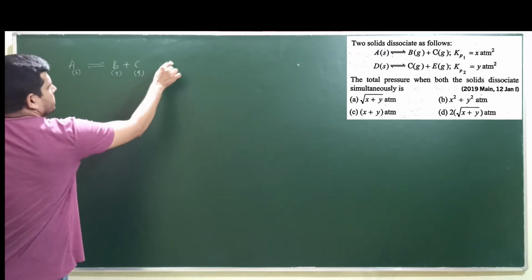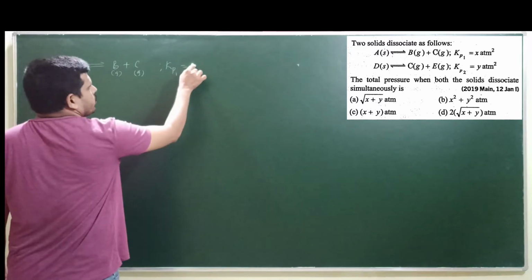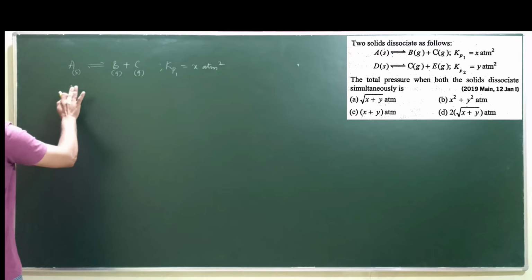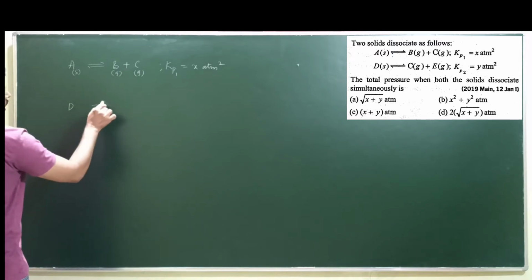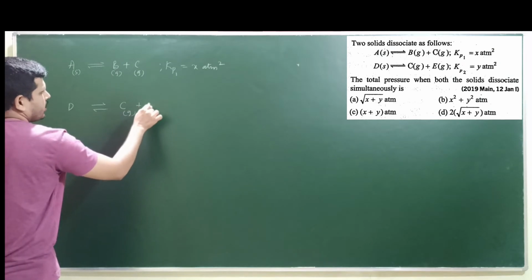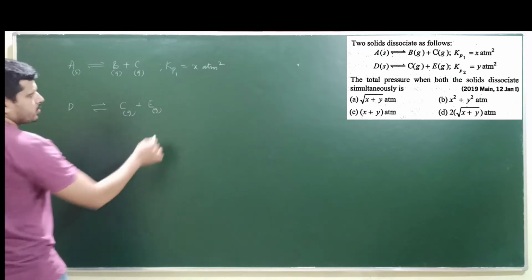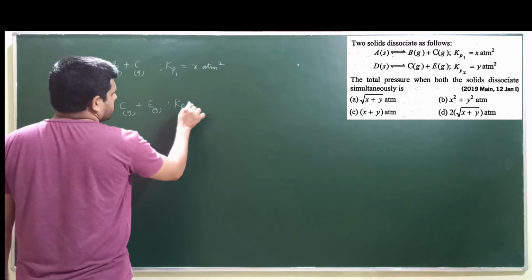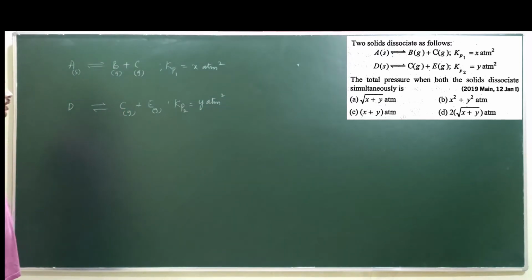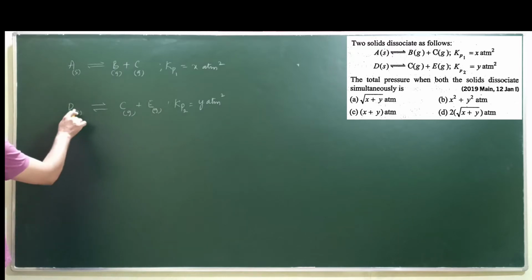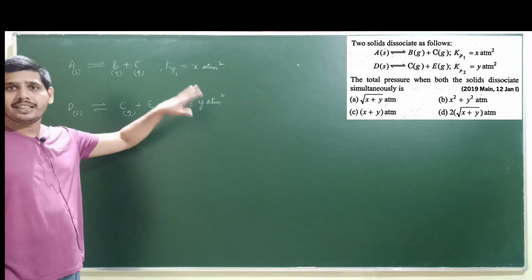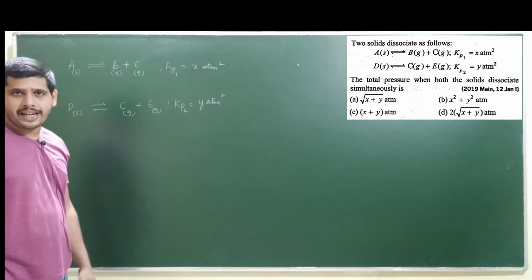The equilibrium constant, which is given as Kp1, is equal to X atmosphere square. Similarly, solid D dissociates to give again C gas plus E. For this reaction, Kp2 is equal to Y atmosphere square. Now what is asked? How the total pressure is related to X and Y, that is, the equilibrium constants of the two different reactions.